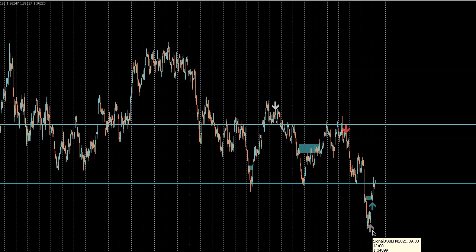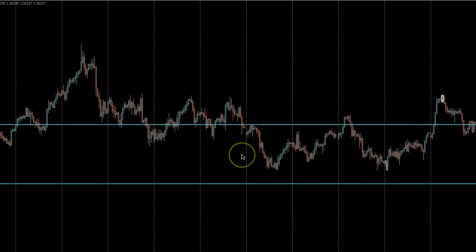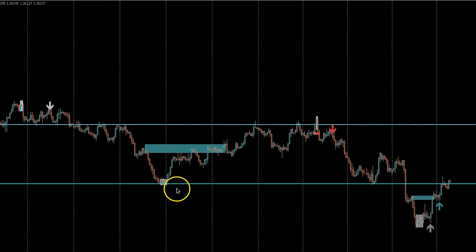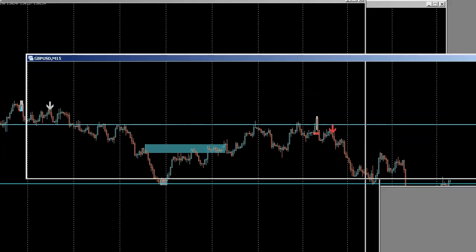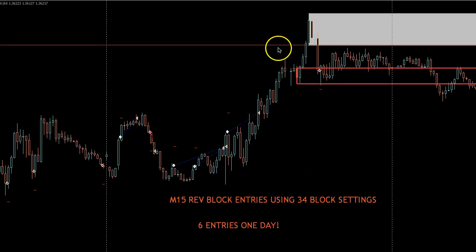Okay, so now, is there a way that we can filter these blocks, so that we can get fewer and fewer entries? Yes, there's a way to do that, and I'm going to show you right now. So right now I'm going to show you M15 reversal block entries using a setting of 34.